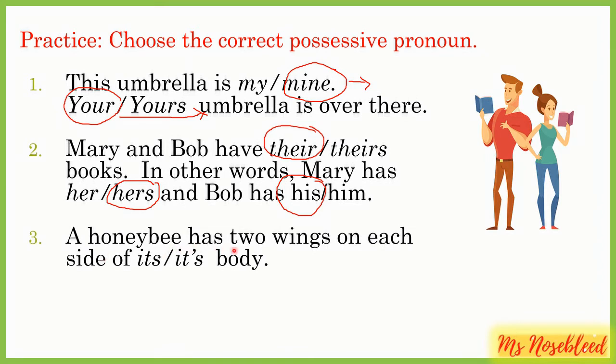Okay, number 3. A honeybee has 2 wings on each side of its or it's body. So which one is correct? Is it the one that doesn't have apostrophe or the one that has apostrophe? Yes, its, because it's possessive. It's not it is, right? This is it is. Okay.